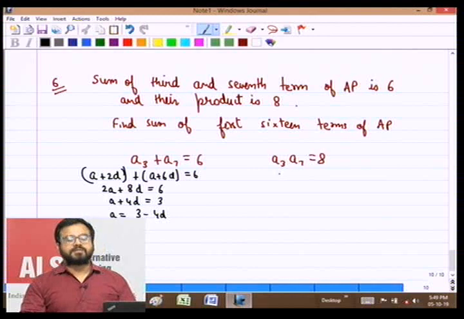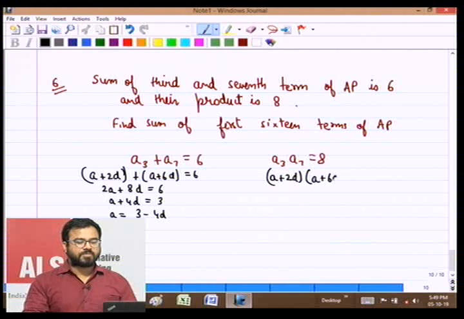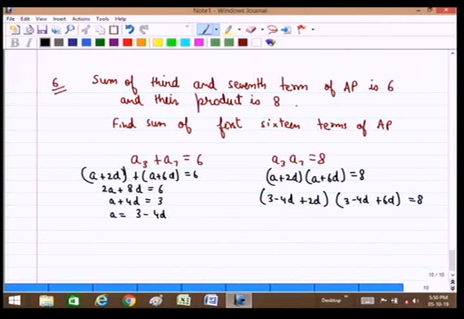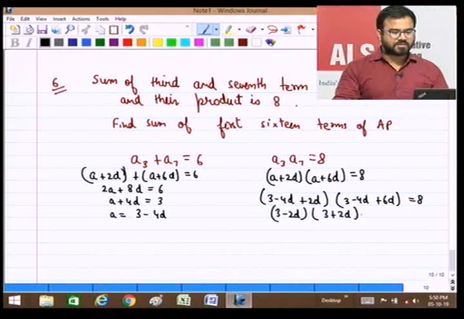From here, the third and the seventh product: A plus 2D into A plus 6D, that is equal to 8. Instead of multiplying, we can substitute the value for A from this equation. A is equal to 3 minus 4D. So we can put 3 minus 4D plus 2D and 3 minus 4D plus 6D is equal to 8. This will make our calculation easy. So this will be 3 minus 2D into 3 plus 2D, that is equal to 8.